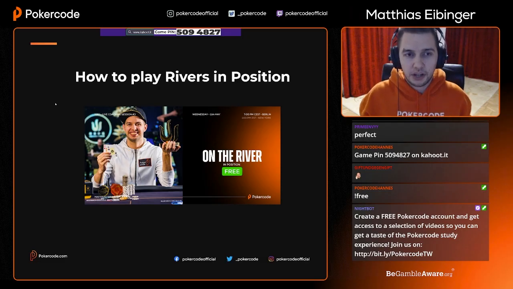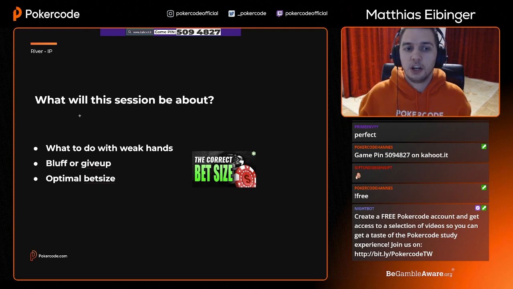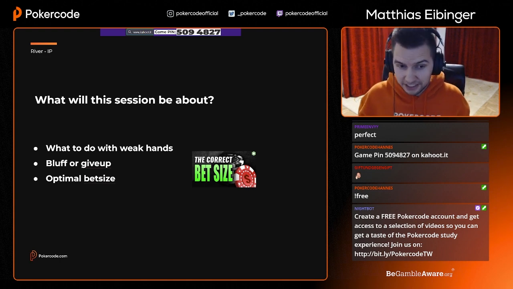I decided on a topic for today: how to play rivers in position. I want to be a little bit more detailed here. Our focus will be what to do with weak hands, because if you have a flush, trips, or aces, I think everybody can play that. But the tricky part is always when you arrive on the river with a weak hand. That happens all the time.